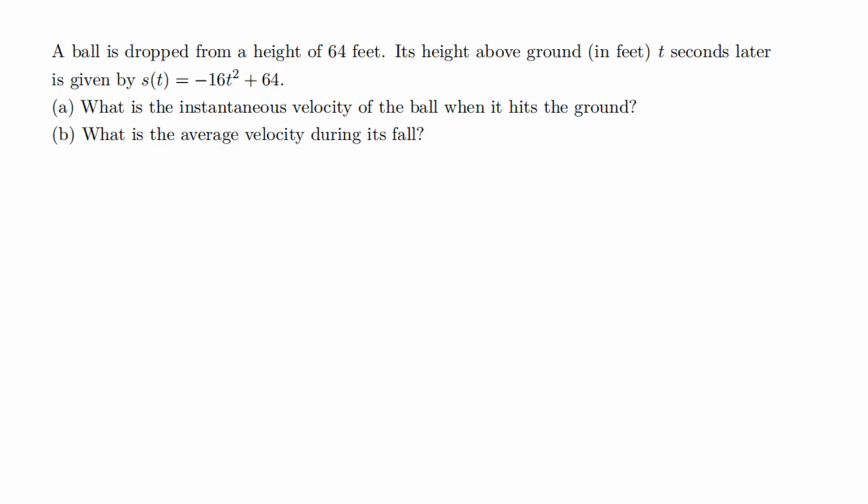So read this problem, friends. A ball is dropped from a height of 64 feet. Its height above ground in feet, t seconds later, is given by s of t equal to minus 16t square plus 64. What is the instantaneous velocity of the ball when it hits the ground? What is the average velocity during its fall?